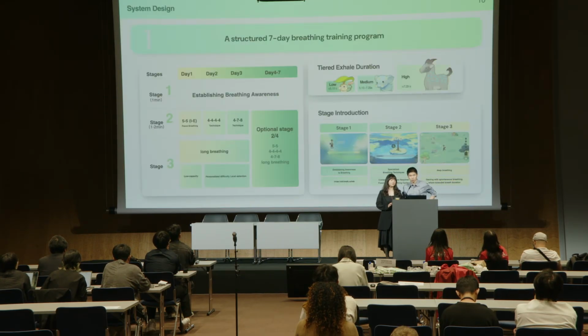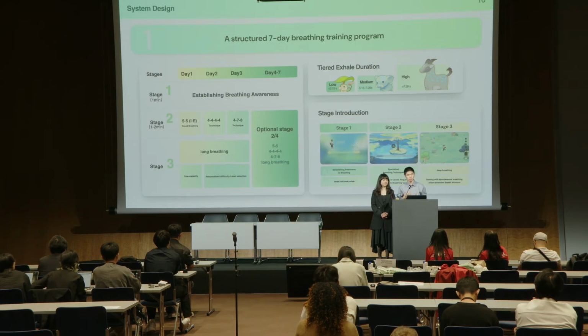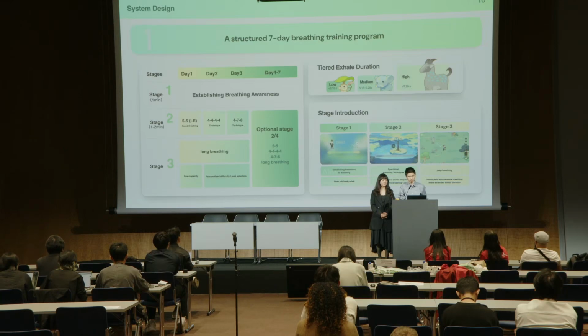So our game is played across 7 days, and on each day, participants would complete 3 stages. The first stage is always an exercise to establish breathing awareness. During the second stage, participants will learn specialized breathing techniques. And at the third stage, participants practice deep breathing, where they can also select different difficulties according to their own abilities. The first 3 days of the game are all fixed exercises, whereas in the later 4 days, participants could choose whatever technique they wanted to practice, giving them complete freedom over the game.